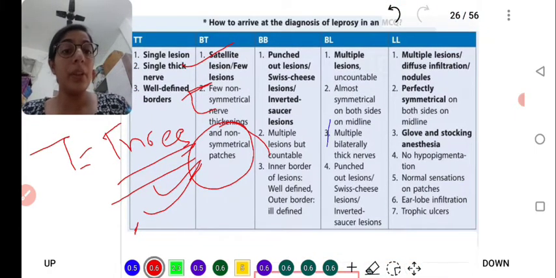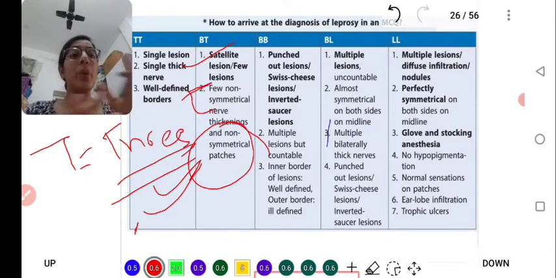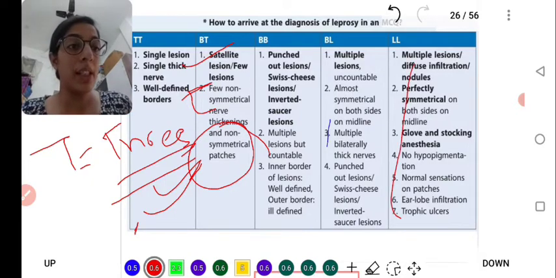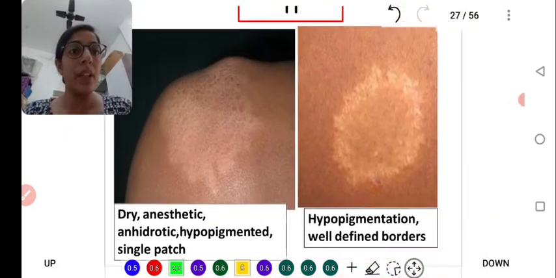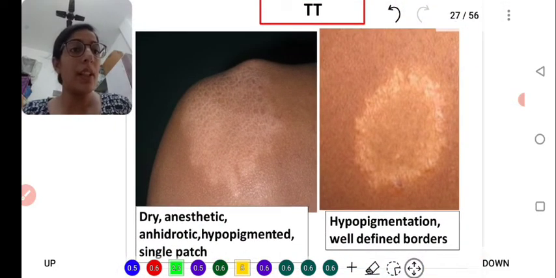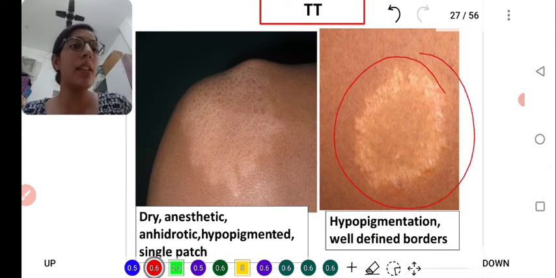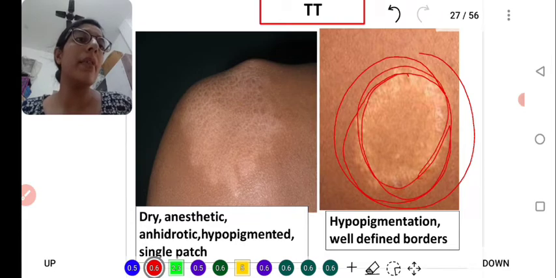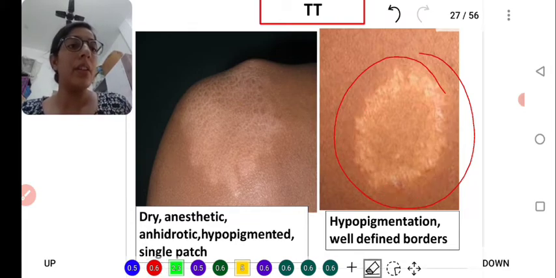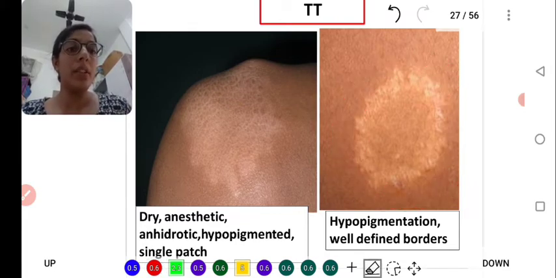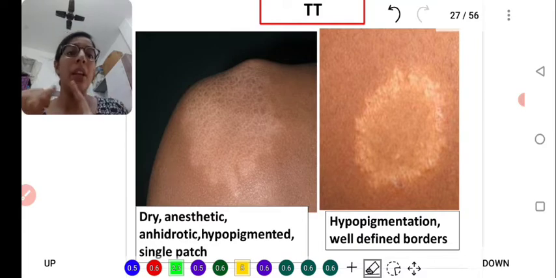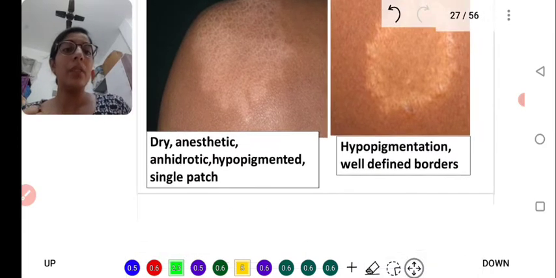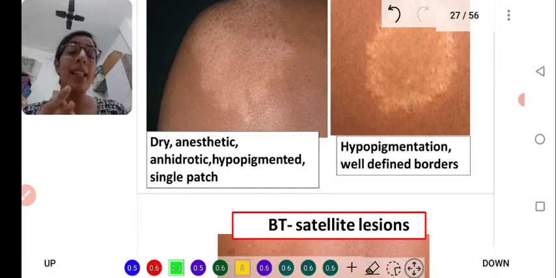Let's learn about the borderline. You see the punched out lesion, Swiss cheese lesion. One second, let's see some images first. These are tuberculoid. A single lesion, you can see this is a single lesion. You can definitely see that this is the well-defined border here. You can appreciate the border, hyperpigmentation, anesthetic part, anhidrotic, single patch.